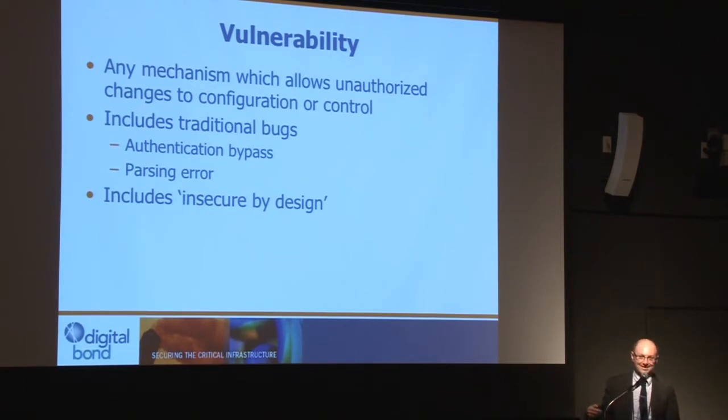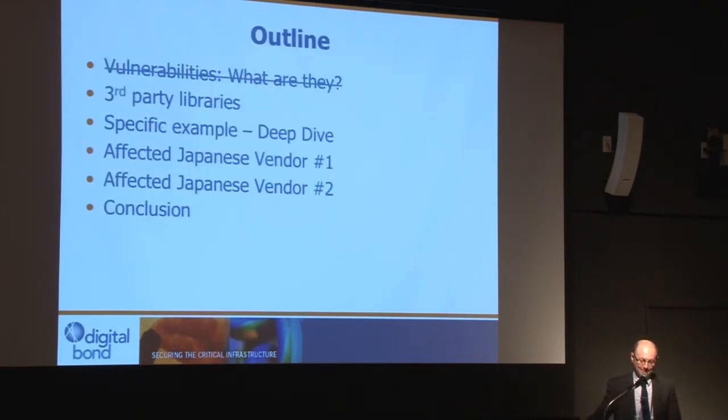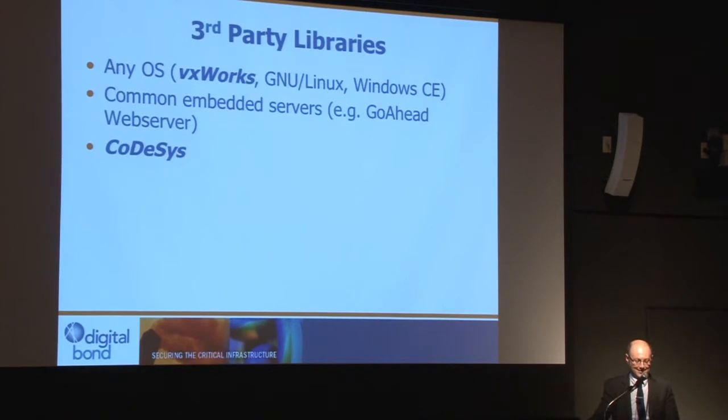So I think that vulnerabilities include both real bugs, so software mistakes in coding, as well as insecure by design, which is a phrase that you'll often hear Dale Peterson use when talking about control systems. So now that we have a definition of vulnerability, let's look at some third-party libraries.